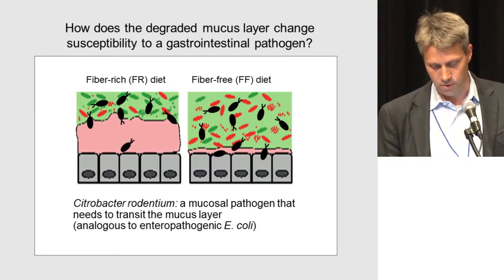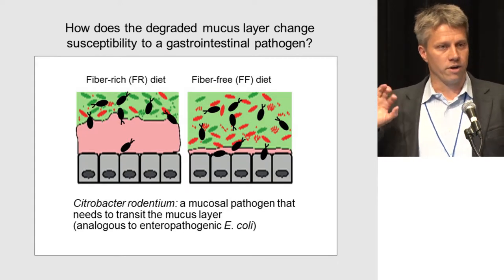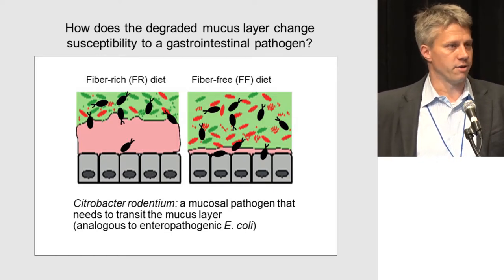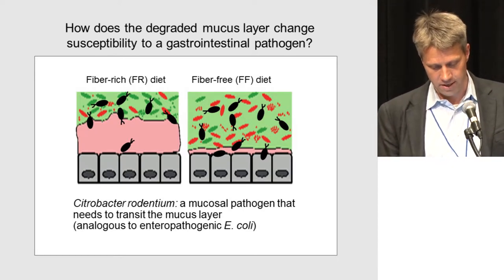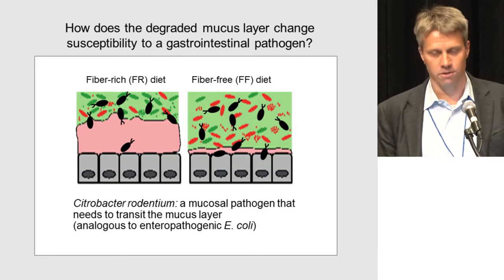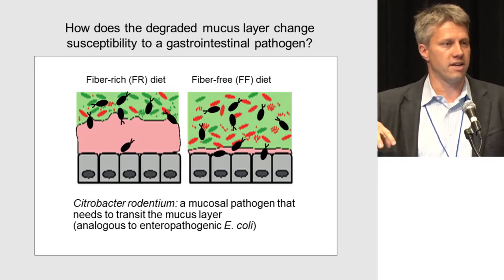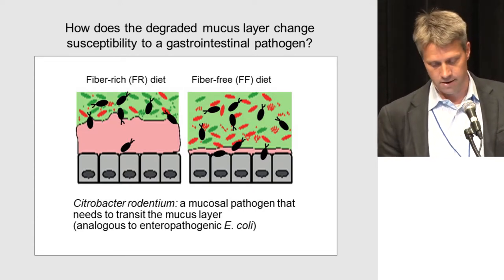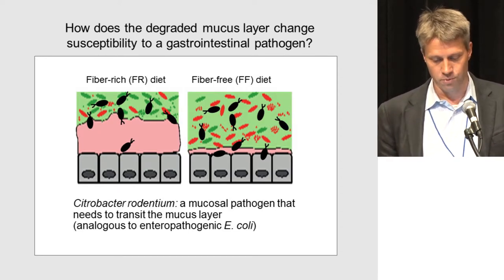And so we went to the drawing board and we made some new hypotheses and we asked, if one group of mice has a thick mucus layer, one has a thin mucus layer, what happens if we bring another confounding factor, another trigger, into the situation? And we went, in this case, to a pathogen. And for those of you who aren't familiar with this pathogen, Citrobacter rodentium is a murine pathogen that's extremely similar to enteropathogenic and enterohemorrhagic E. coli, enteric infections that humans get in the third world as well as outbreaks in the developed world.